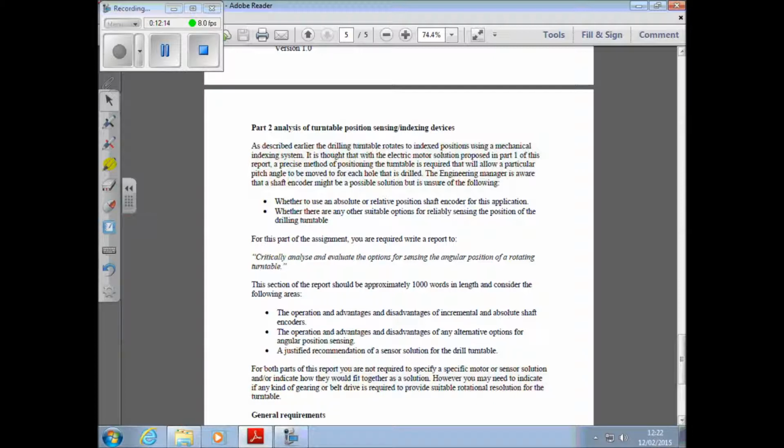As described earlier, the drill and turntable rotate to index positions using a mechanical indexing system. It's thought that with the electric motor solution proposed in part 1 of this report, a precise method of positioning the turntable is required that will allow a particular pitch angle to be moved to for each hole that is drilled. I mean, that option means that they could actually have holes unevenly spaced around a pitch circle if they wanted to, couldn't they? Yeah.